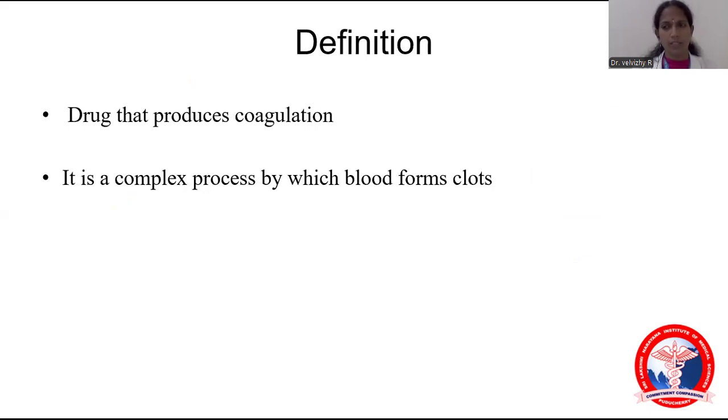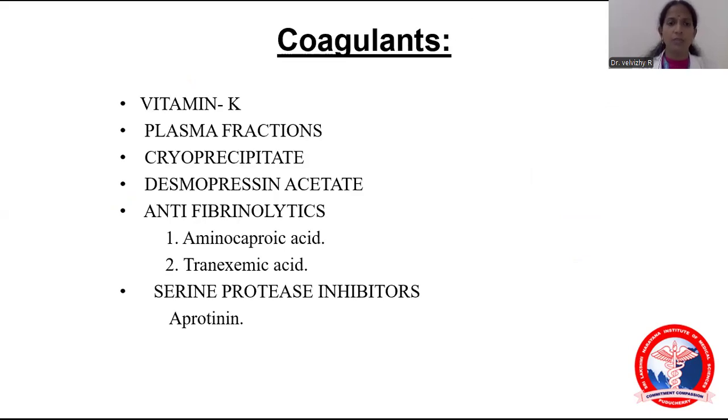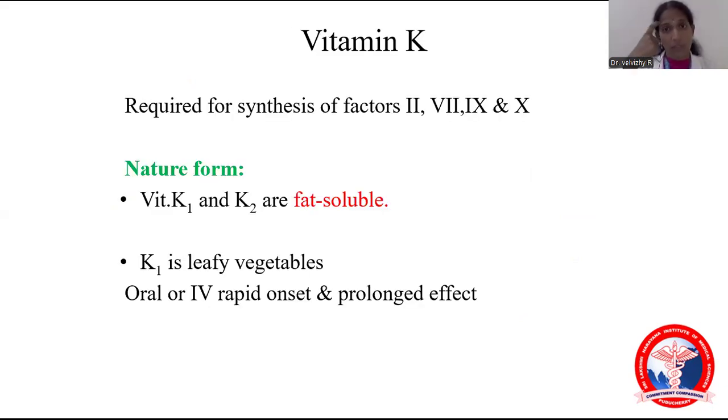So we'll move on to the coagulants. Coagulants are the agents or drugs which produce or precipitate coagulation. Some examples of coagulants are vitamin K, plasma fractions, cryoprecipitate, desmopressin, antifibrinolytics, and serine protease inhibitors. Among coagulants, vitamin K is the main one. Vitamin K produces coagulation because it is needed for the synthesis of clotting factors 2, 7, 9, and 10. So we'll move on to the preparations of vitamin K.